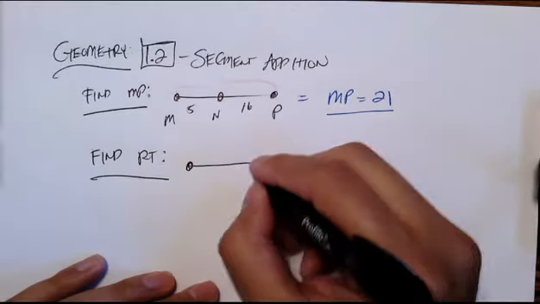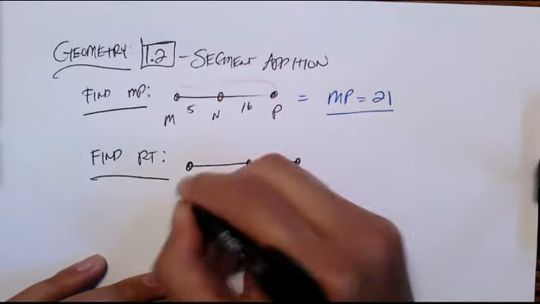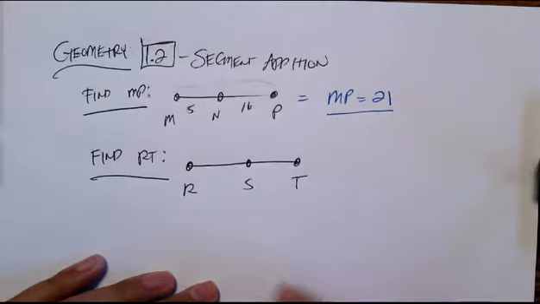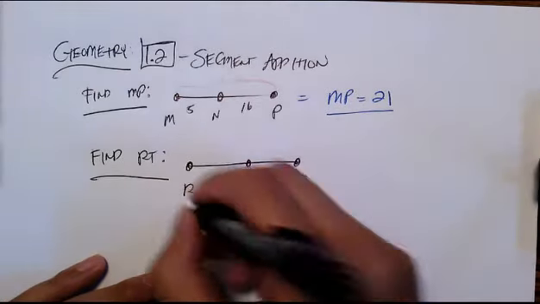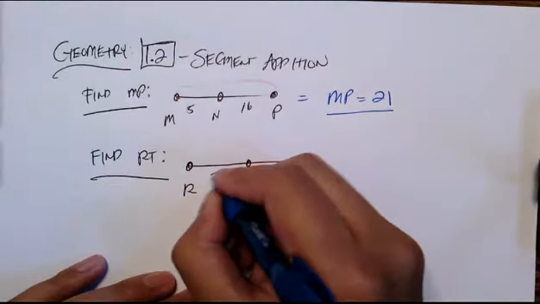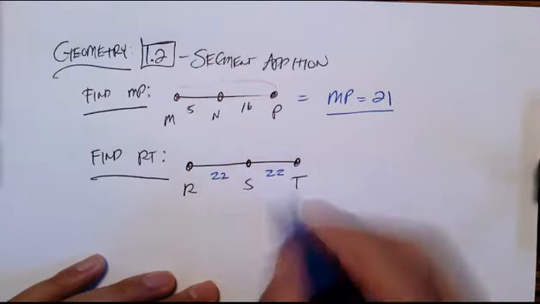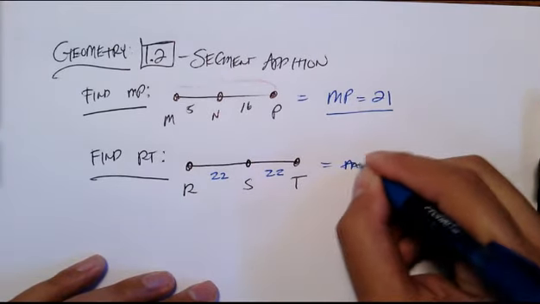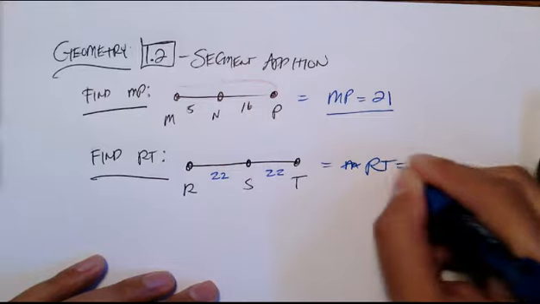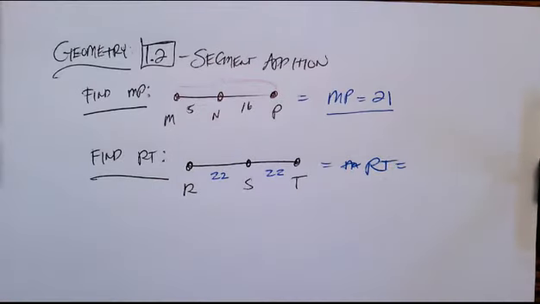Segment addition, if I'm telling you about addition, you probably already know what the next part's going to be. You can use addition and then turn to subtraction to find it, okay? So they want you to find RT. Left side's 22 and the right side's 22, so it's going to be 44.